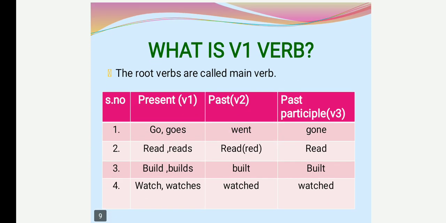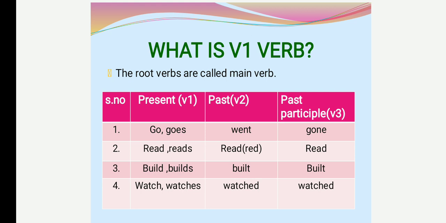Next, I am going to say what is the V1 verb. In order to brush up the V1 form of the verb, I have given this tabular column of verbs at the last. So what is the V1 verb? The V1 verb is nothing but the root verb, and we call the root verb the main verb. So I just tabulated the verbs. So just see the present form.